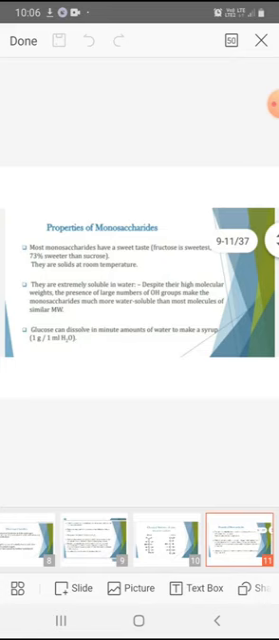Next, the properties of monosaccharides. Most monosaccharides have a sweet taste. They are solid at room temperature. They are extremely soluble in water. Despite their high molecular weight, the presence of a large number of OH groups makes monosaccharides much more water soluble than most molecules of similar weight. Glucose can dissolve in a minute amount of water to make a syrup. That means, for example, if you add 1 ml of water to 1 gram, a syrup is formed.